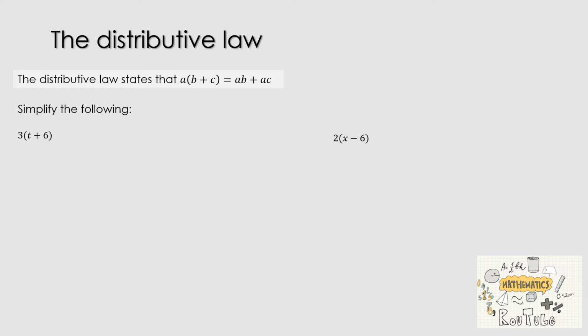All right, let's begin by having a look at the distributive law. So the distributive law states that A bracket B plus C equals AB plus AC. Okay, so what does all that mean? Essentially what it means is that everything outside the bracket needs to be evenly distributed to whatever's inside the bracket. Okay, hence the name, the distributive law.